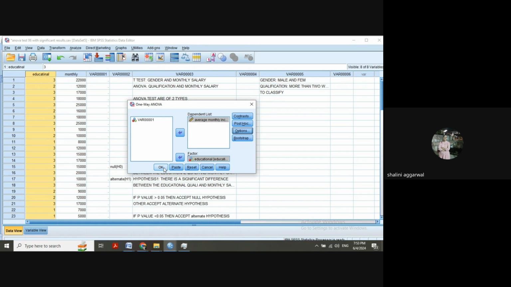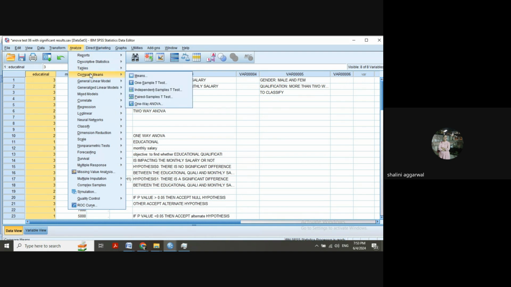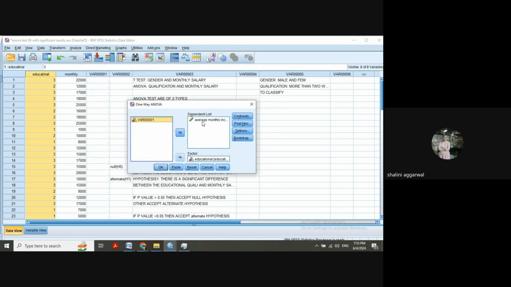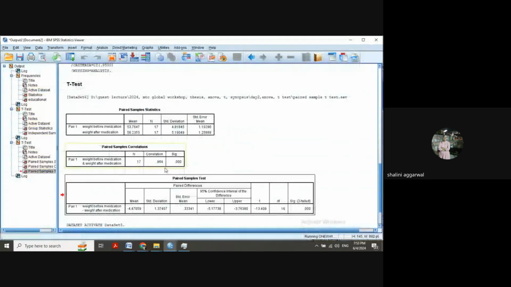पहले हम इतना ही करते हैं, right? Let's do this only. So let me repeat this once again. What I have done is go to analyze, compare means, and one-way ANOVA. So average monthly salary is your dependent list, and what is your factor? Educational qualification. And then go to options. ये चार यहाँ पर options है, उसमें go to options and click on descriptive and homogeneity of variance test. Homogeneity of variance test will give you the Levene's test. So let's do this till now here and then click OK. We'll move again back to this test.